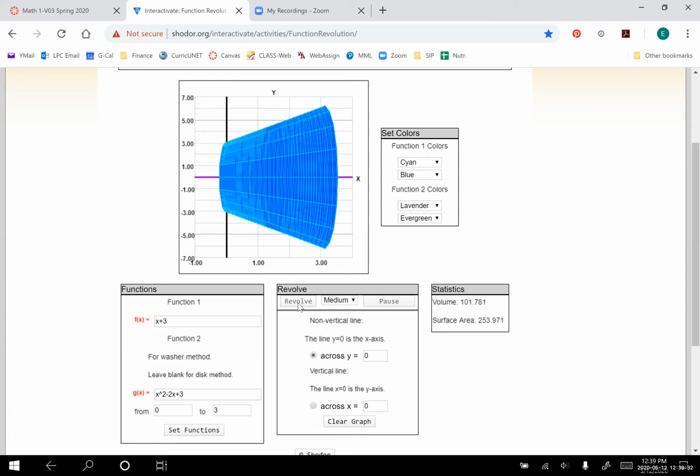All right. And notice that it does compute our volume to 3 decimal places down there. So we can check our answer at the end.